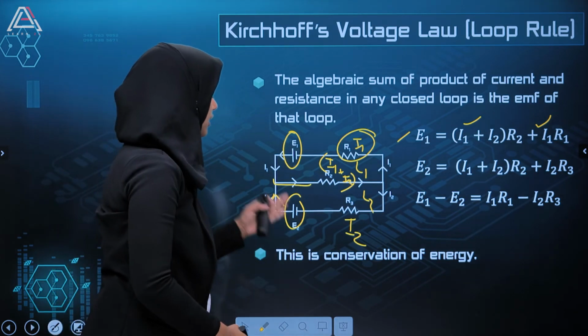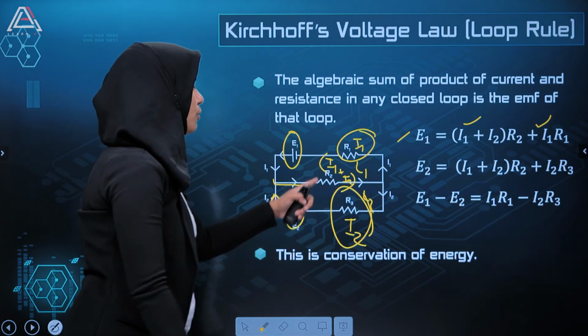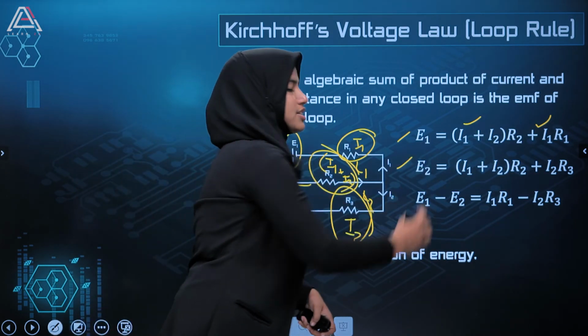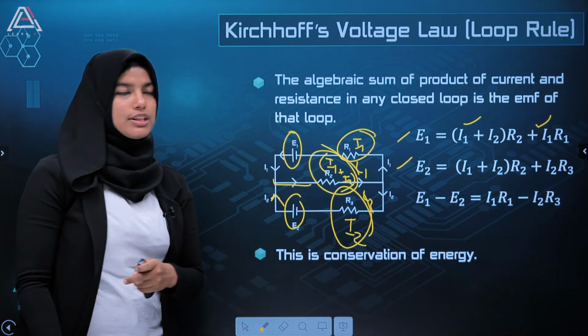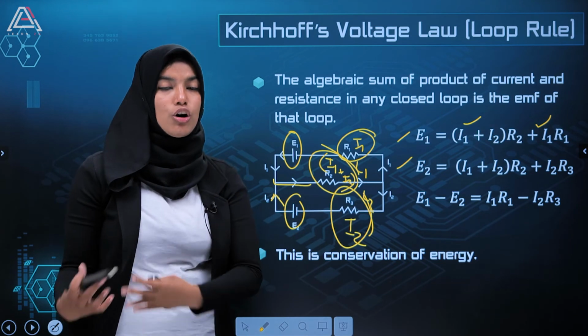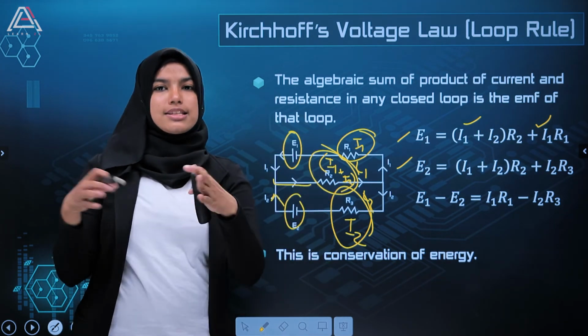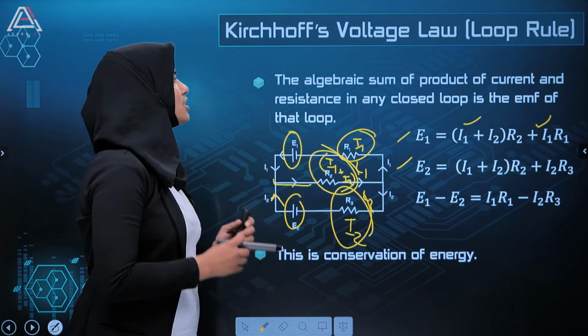Similarly, in case of E2, we can write R3 into I2 plus R2 into (I1 plus I2). So these are the two EMF equations of the corresponding loops. That's how Kirchhoff's voltage law works, and that's how we get similar equations for a complex circuit. Okay, so that's Kirchhoff's voltage law.